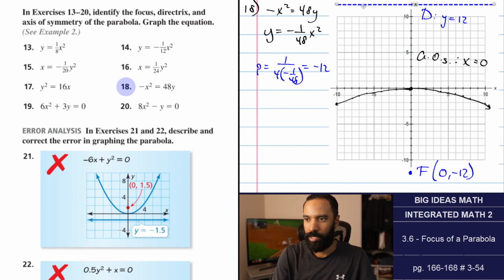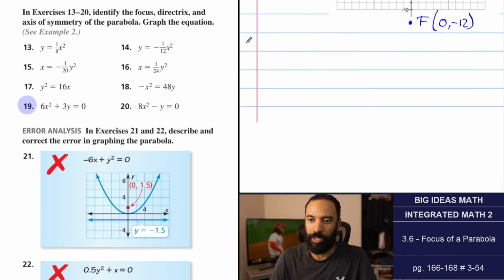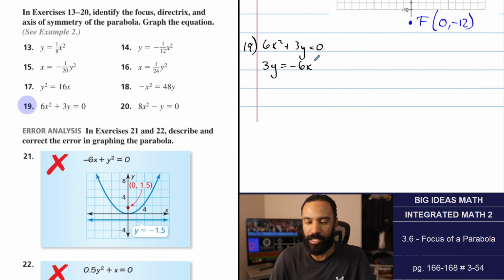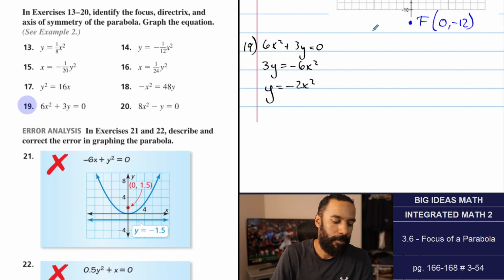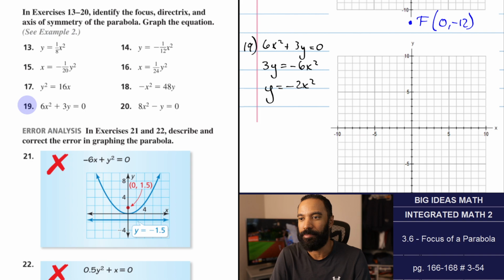Okay, number 19. Two more on this set. 6x squared plus 3y equals 0. At least this will be much more normal looking for me. I'll feel much more comfortable drawing this graph. We have to solve for y, right? 3y is -6x squared, subtract that over, divide by 3, and you get y equals -2x squared. This will look a lot more normal, but you're not going to be as happy about your focus and directrix. I guess you're willing to take the hit.